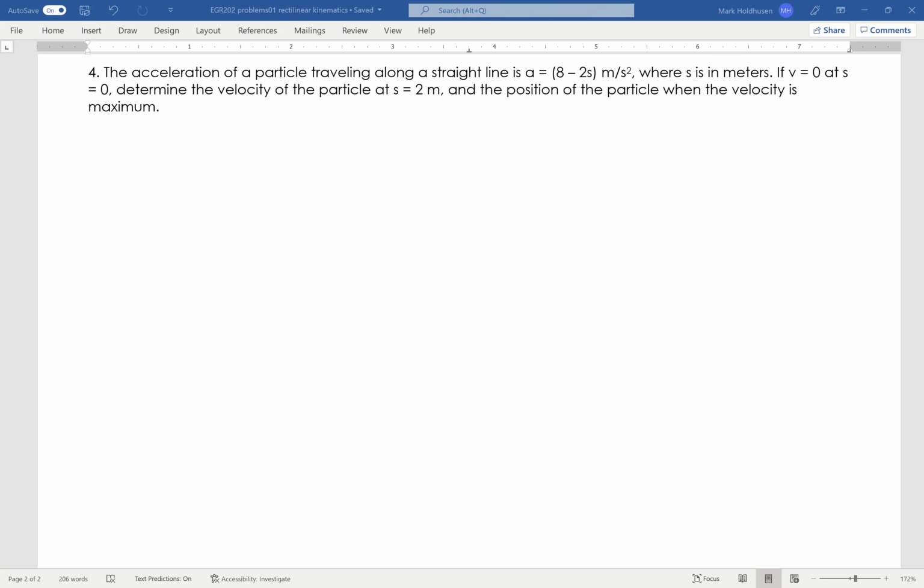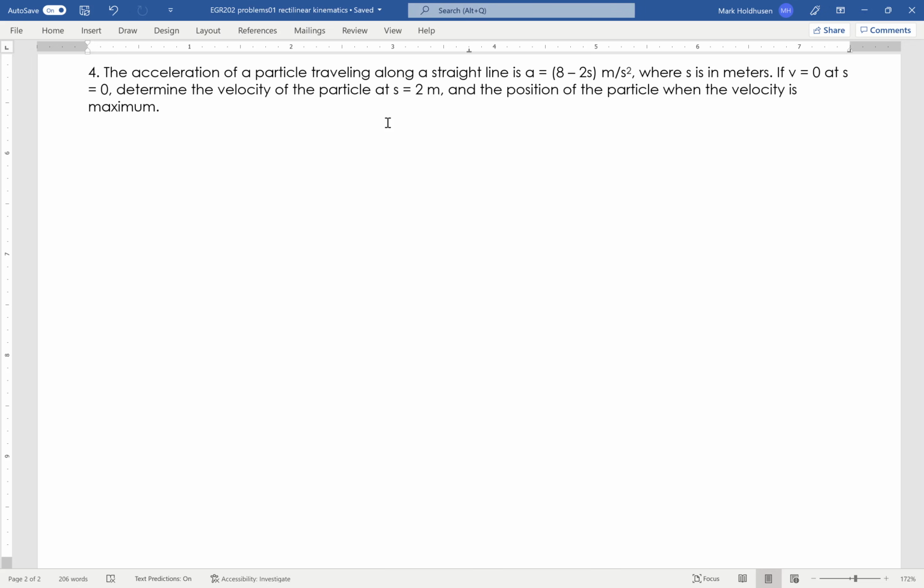Okay, in this problem, I've got a particle in a straight line, with acceleration as a function of position. I know that the velocity is 0 when s equals 0. I want to find the velocity when s equals 2 meters. Oh, I also want to find the position when the velocity is at its maximum.